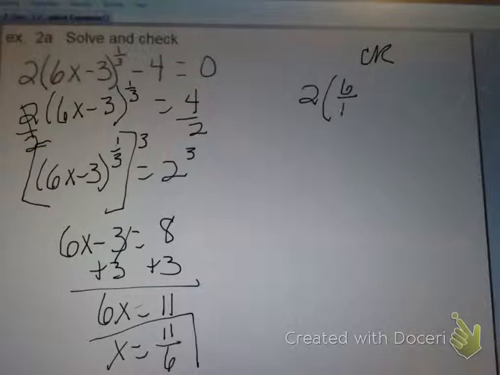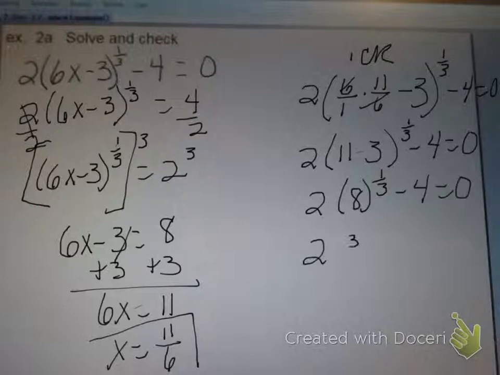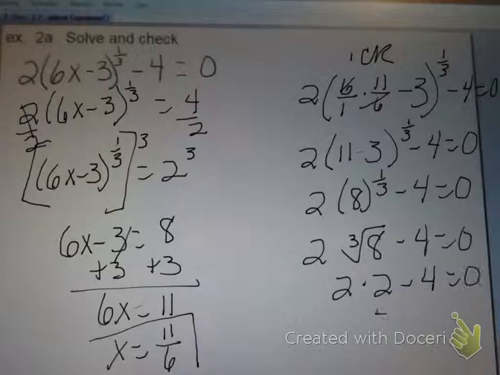Solve for x. Check it. Now you might want to plug this into your graphing calculator to check. Might be a little bit easier. Or we can cross reduce, and we get 11 minus 3, which is 8. Now right there, 8 to the 1/3 power is saying the cube root of 8. And the cube root of 8 is 2, so 2 times 2, and we check.